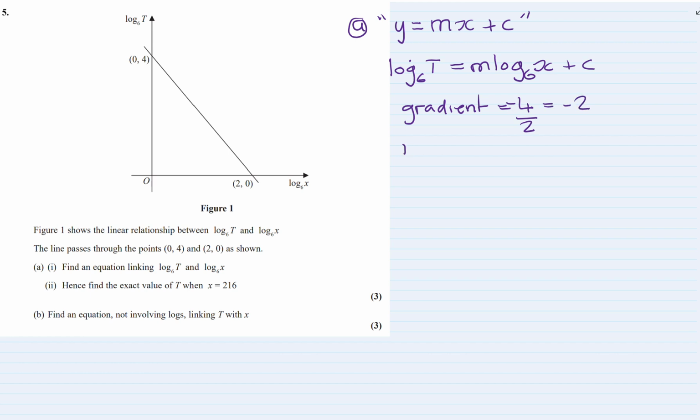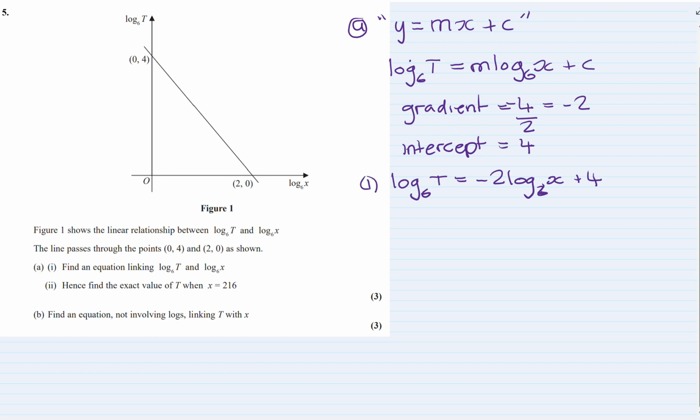And we know that my intercept is equal to 4. So that gives me an equation of log to the base 6 of t equals minus 2 log to the base 6 of x plus 4. So that's part 1. That's what I needed for part 1.